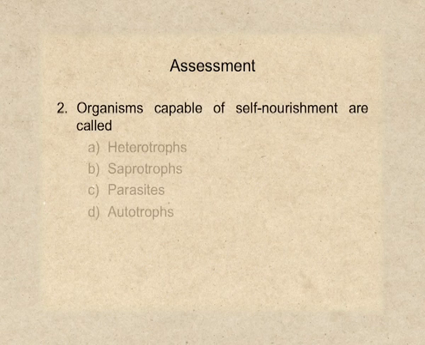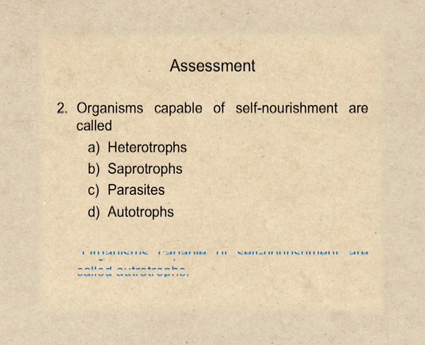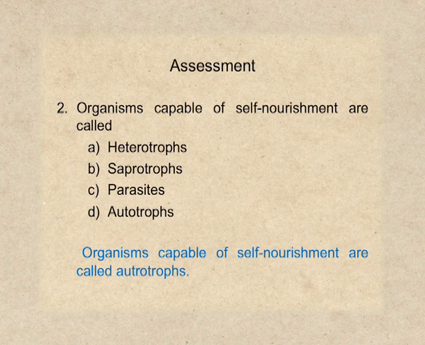Here is the second question for you. Organisms that are capable of self-nourishment are called A. Heterotrophs, B. Saprotrophs, C. Parasites, and D. Autotrophs. What's the correct option? Yes, it is option D. Organisms that are capable of self-nourishment are called autotrophs. Remember, autotrophs can synthesize their own food and hence show autotrophic nutrition.